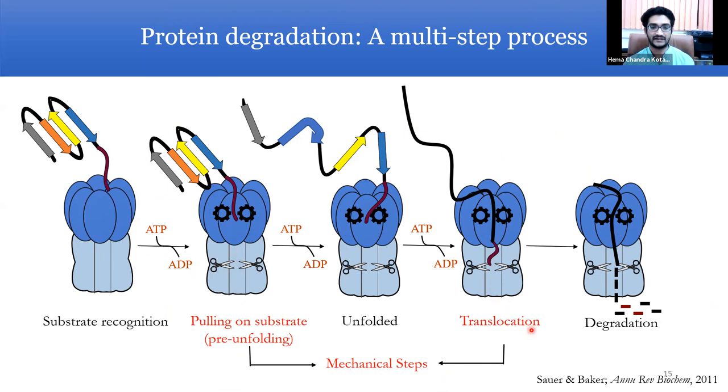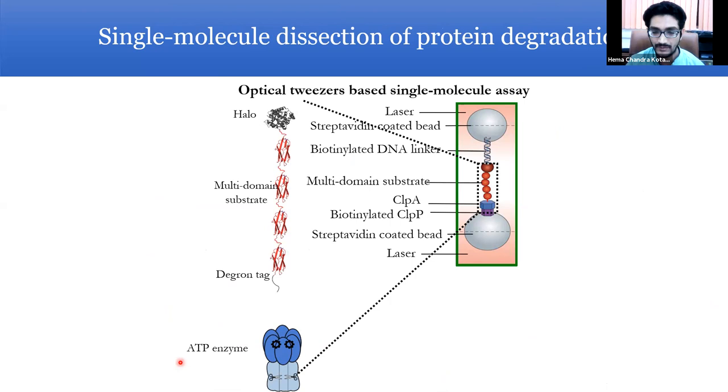In order to understand the forces that the enzyme applies and how the force manipulates the substrate, we have resorted to a single molecule technique that won a Nobel Prize a couple of years back, which is optical tweezers. I'll not go into details of how optical tweezers work, but I want to emphasize that we have two lasers in which we trap two dielectric particles, here streptavidin coated beads. We covalently link the enzyme on one bead and the protein substrate on the other bead, and then we monitor the distance between these two beads to look at how protein unfolding and translocation happen.